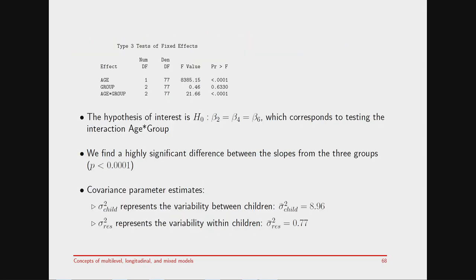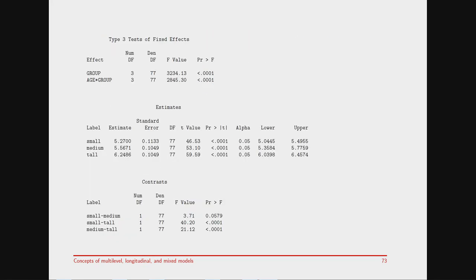Let's go back to the original output. The age by group interaction has an F value of 21. Highly significant. The new age by group combination effect has an F value of 2,800. So you're doing a different test here. So you have to be careful. Don't interpret this effect here as a traditional interaction term.